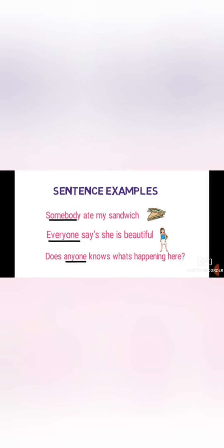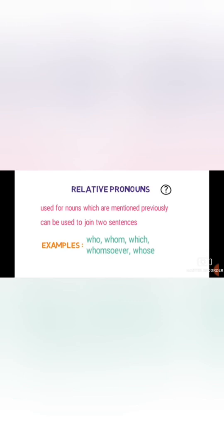Moving toward the next kind, relative pronoun. As students, you know that relative means rishtadar. It means that which creates a relation. So we can say this: relative pronouns are used for nouns which are mentioned previously and can be used to join two sentences. It means that if you have one sentence with two nouns, and these two nouns are related to each other by one pronoun, this pronoun will be called relative pronoun.